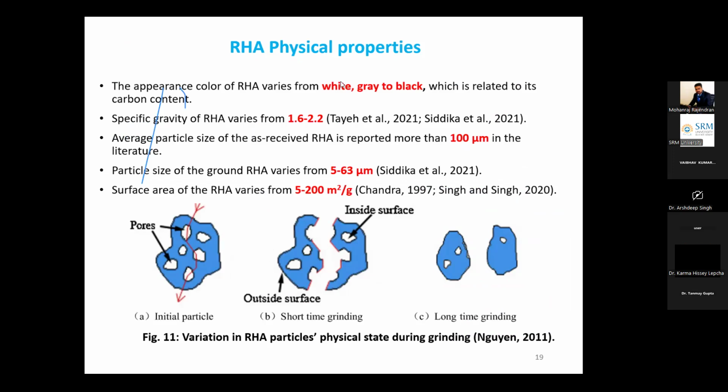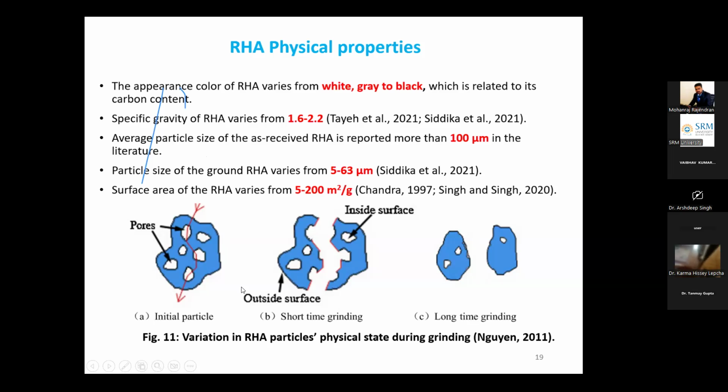For RHA physical property, we see that the color varies from white, gray to black. Specific gravity varies from 1.6 to 2.2. The average particle size of the as-received ash from the industry is close to 100 micrometers or more than 100 micrometers, so this needs to be reduced. After grinding, in most of the studies, a particle size close to 50 micrometers, or 63 micrometers, has been used.